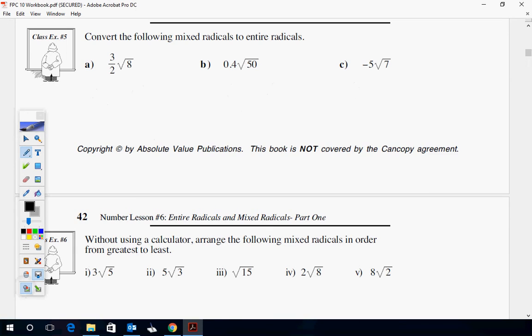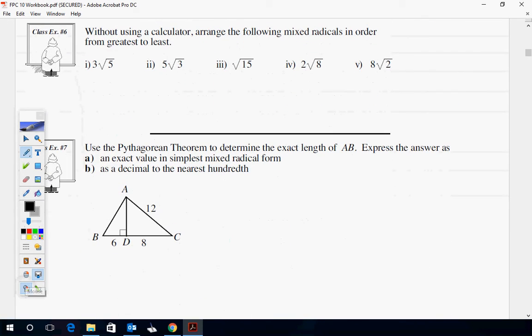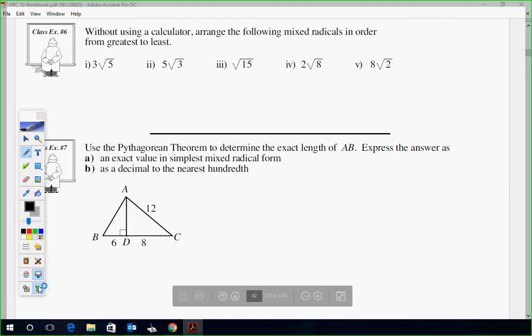All right, so this one we're going to order them. To order them, what really helps is to make them entire radicals, so they're all the same, because it's hard to tell when they have different radicands. Everyone here doesn't really know what root 5 is exactly. So if we make these all entire, we can see what's bigger.